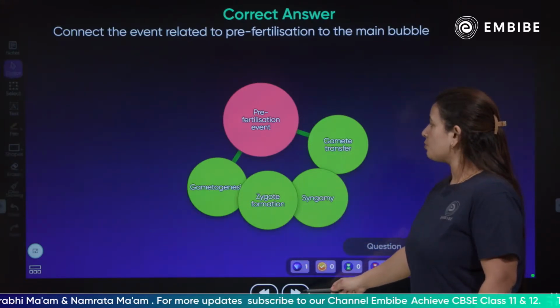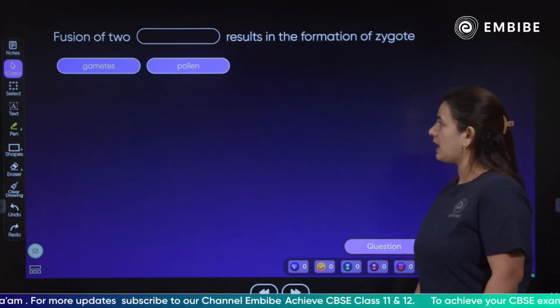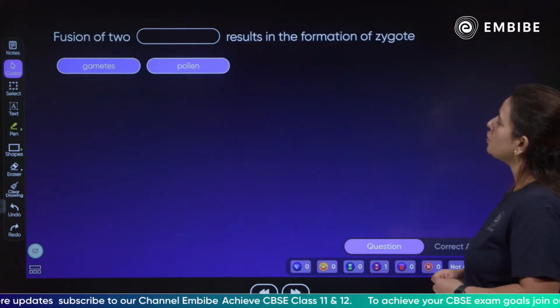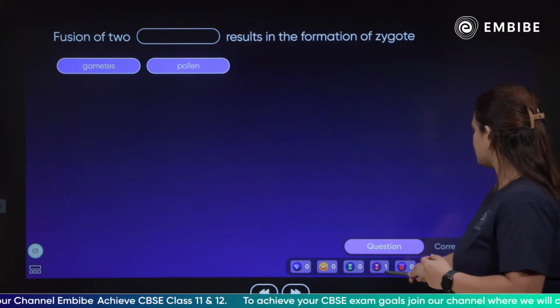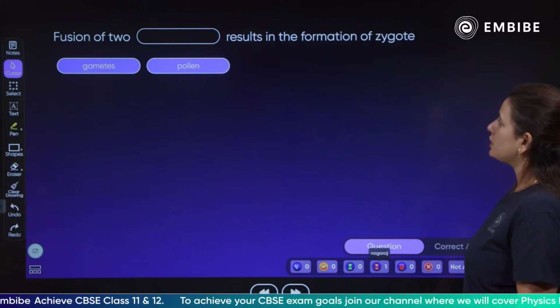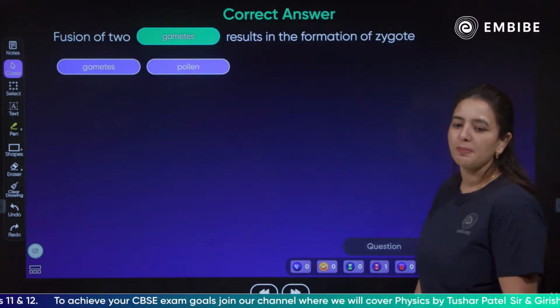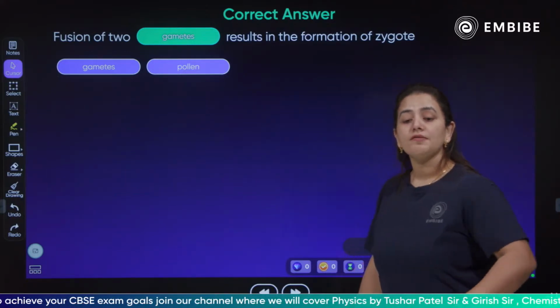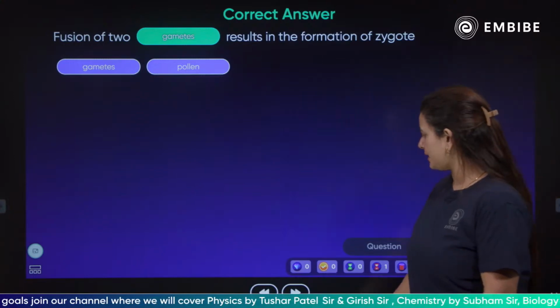Okay. Moving forward, children, next we have a question again. The fusion of two blank results in the formation of a zygote. What would be the answer? The fusion of gametes basically results in the formation of a zygote, which will further divide and convert into an embryo.